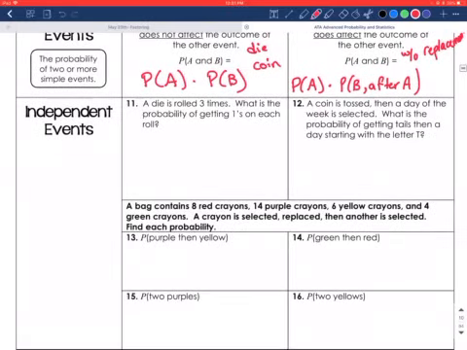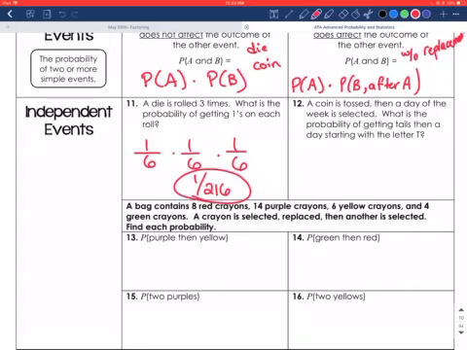A die is rolled 3 times. What's the probability of getting 1s on each roll? For the first one, probability is 1 out of 6. Nothing changes. You pick it back up, still 1 out of 6. And one more time, 1 out of 6. When you multiply those together, that will be 1 over 216. So that's your probability of getting a 1 every single time.